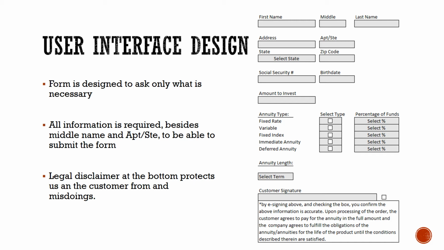We're really designing the form to ask only what is necessary so we don't get caught up in a bunch of extra frivolities that waste our time and the customer's time because, again, we're focusing on efficiencies. All of the information on this form is required besides the middle name and what apartment or suite you live in, because that's going to depend on what kind of residence you're living in. We do add a little legal disclaimer at the bottom. This is both to protect us and the customer from any sort of inconsistencies.